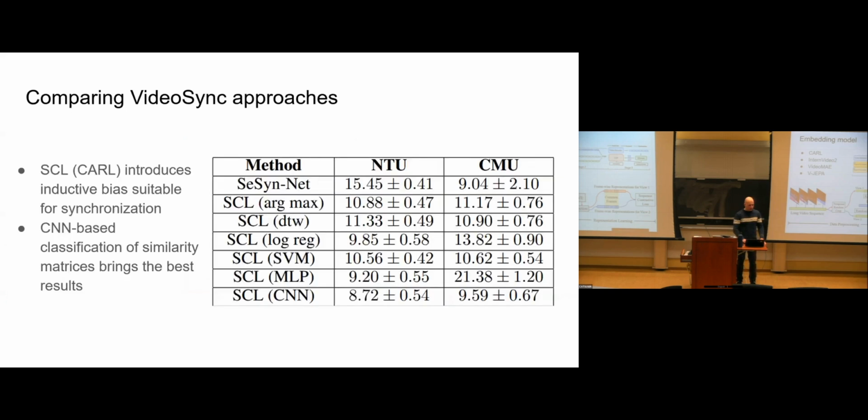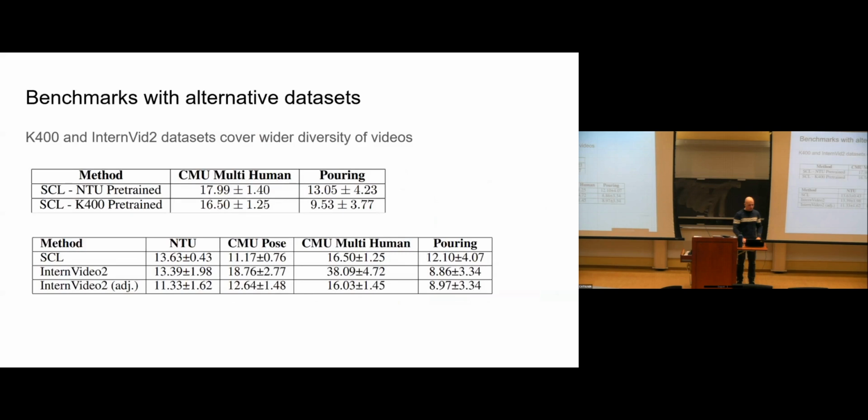VideoMAE. Comparing those video synchronization approaches, it turns out that, first of all, the CARL approach introduces inductive bias that is suitable for synchronization, because of the self-supervised way that it's trained. And the CNN-based classification of similarity matrices brings the best result, which is expected because you are working on top of a matrix of similarities, and convolutional neural networks turned out to work great.